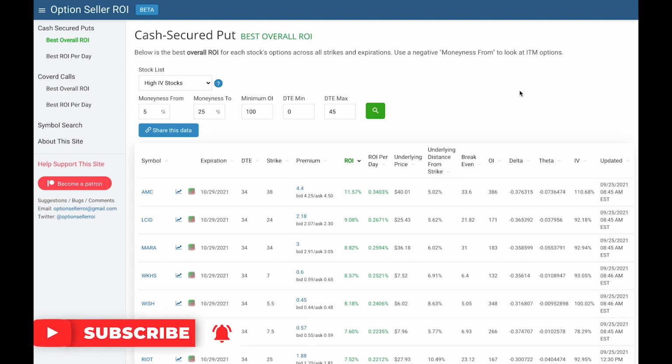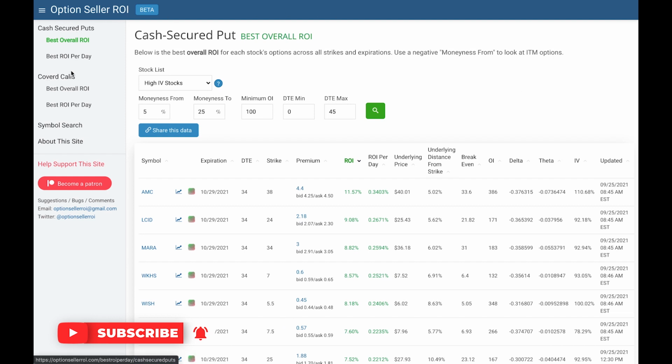Let's look at what this site can do. This is the default page. You can see there are cash secured puts and covered calls as two of the main headings, and those are the two types of options that we are selling using the wheel strategy. You can also search for a particular symbol, and there's information about the site and how and why it was built. The default page starts with cash secured puts, and underneath are two headings: best overall ROI and best ROI per day. I like to start right here at the cash secured put, best overall ROI.